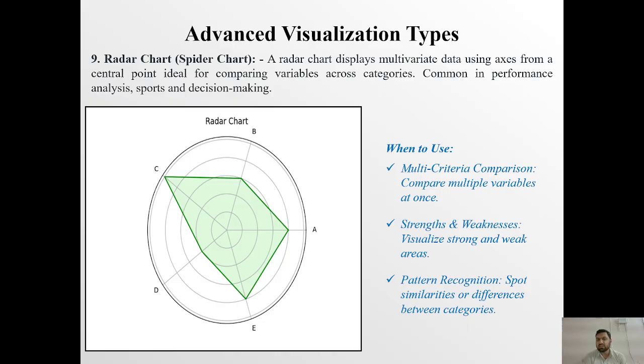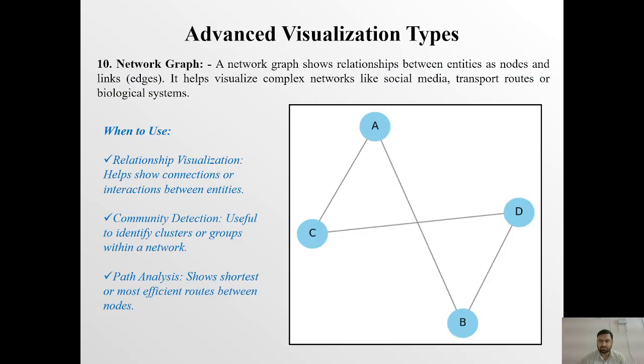Radar chart, spider chart. This is a radar chart. A radar chart displays multivariate data using axes from a central point, ideal for comparing variables across categories, common in performance analysis, sports, and decision making. When to use: multi-criteria comparison, compare multiple variables at once, strengths and weaknesses, visualize strong and weak areas, pattern recognition, spot similarities or differences between categories.